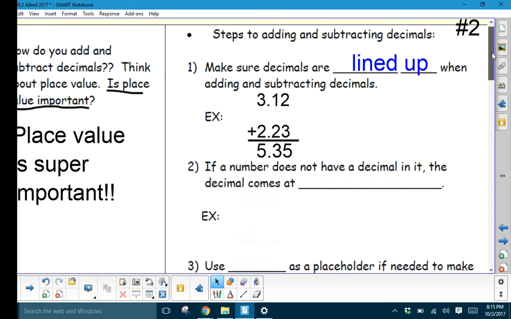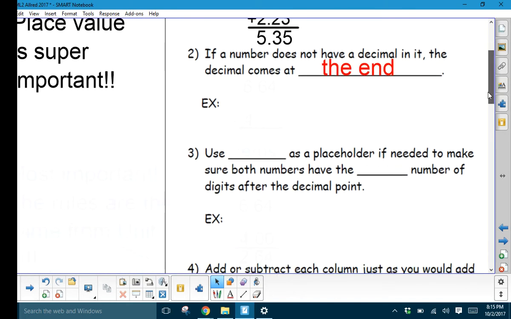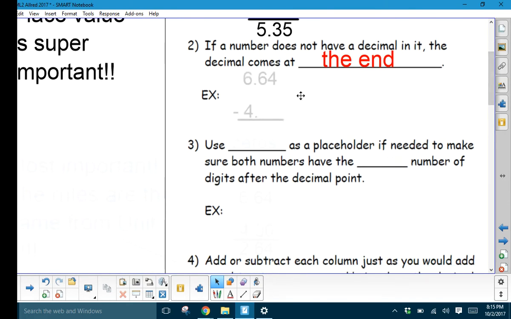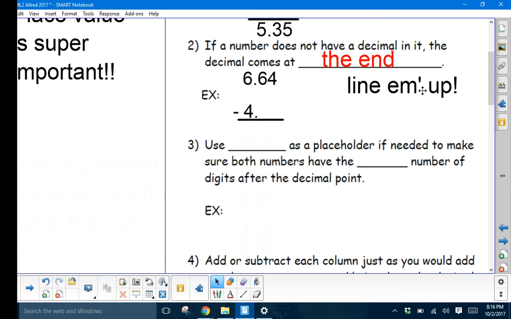It's super important. The next thing you're going to want to do is if you happen to be adding a decimal to a whole number, I would throw a decimal point there at the end. So if you're trying to add 6.64 and 4, let's just throw a decimal point in there just so that we can make sure it still stays lined up. We still have to line them up, okay? That's really important when we're adding and subtracting decimals, okay?